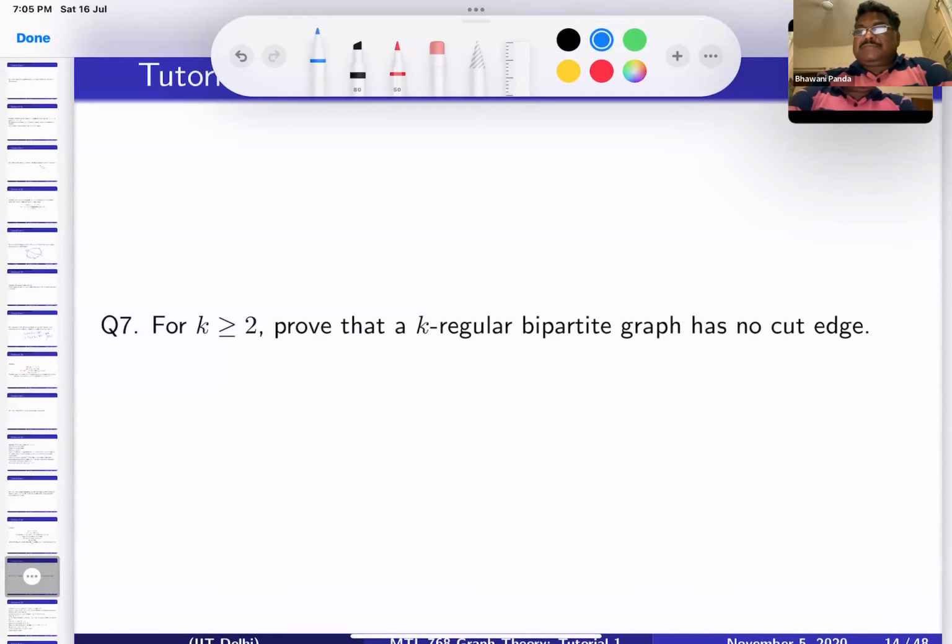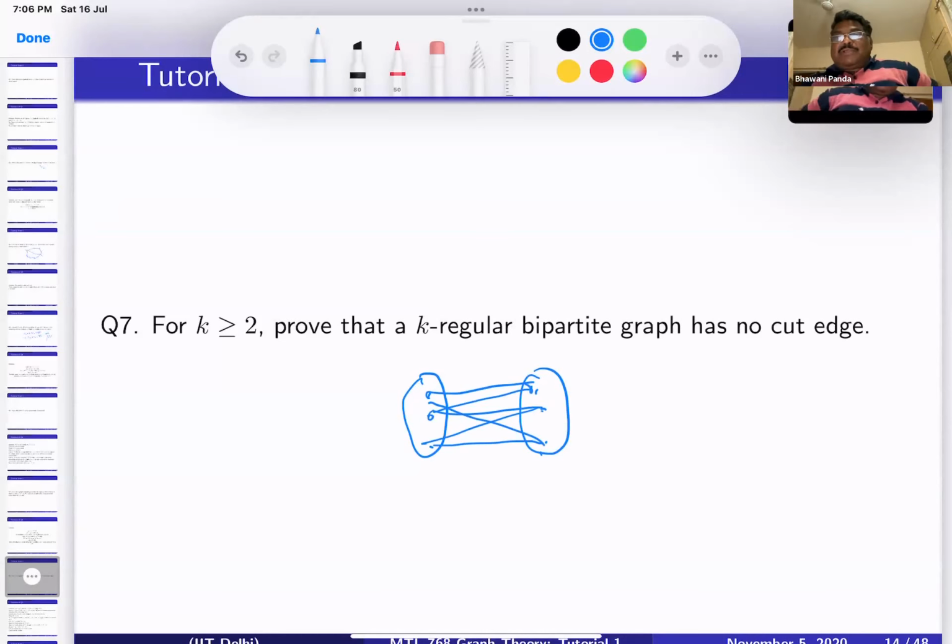A bipartite graph is this, with two parts. Suppose it is two-regular, then I can have something like this. This is a two-regular graph, the degree of each vertex is 2, and this is a bipartite graph.